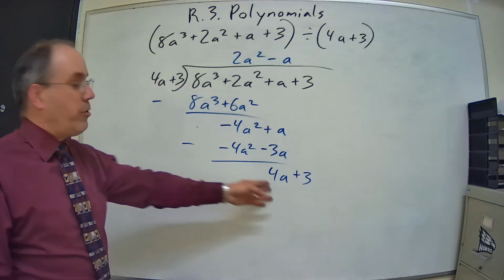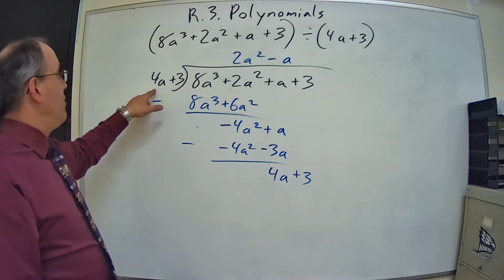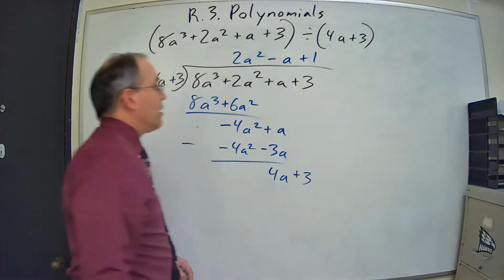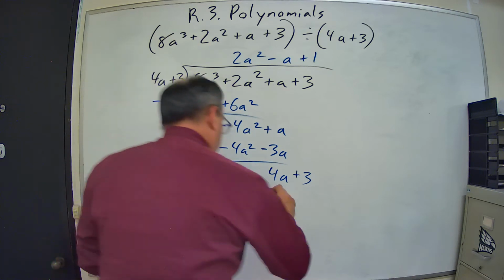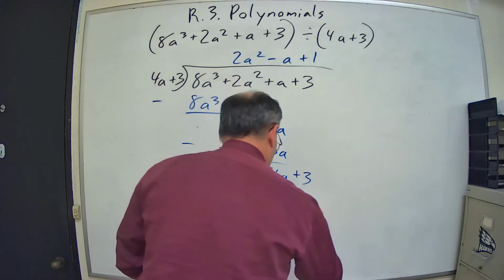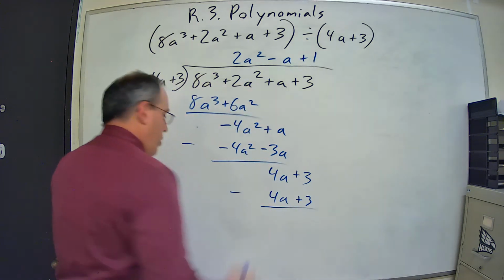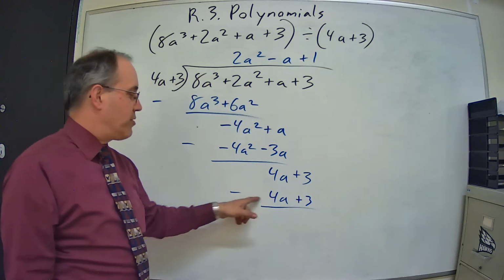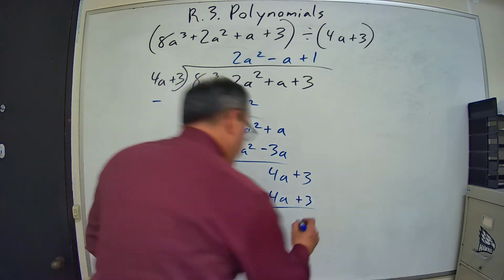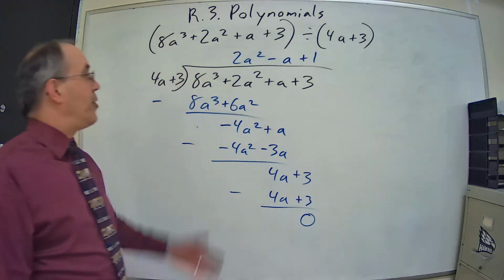Now you might be able to see right now what's going to happen. 4a goes into 4a once. 1 times 4a is 4a. 1 times 3 is 3. Remember, we're going to subtract that. 4a minus 4a gives you 0. 3 minus 3 gives you 0. So we cleaned up and we're done.